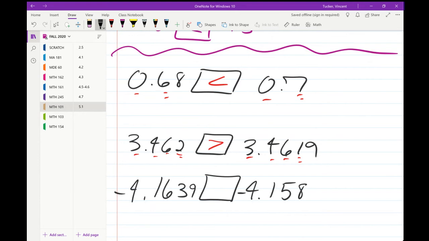All right. So one more. I have negative 4.1639, which is that greater or less than negative 4.158? So we see both of them have negatives. Both of them have 4. Both of them have 1. We see the 6 and we see a 5 here. So that means the negative 4.158 is going to be greater than the negative 4.1639. Remember, when you're talking about negative, you don't want to be further away from 0, or further in debt.